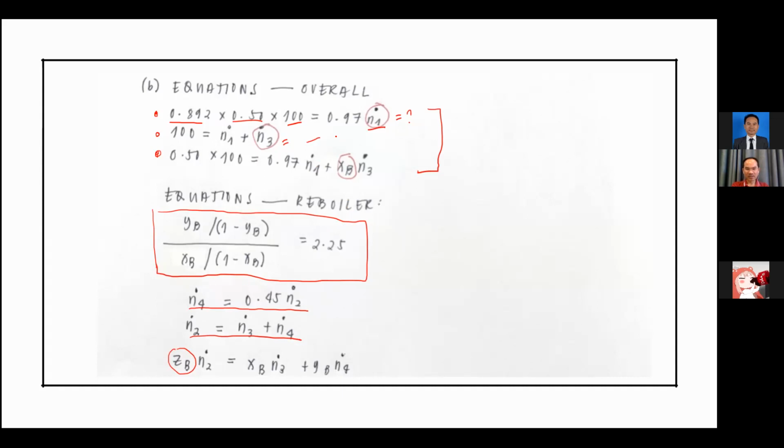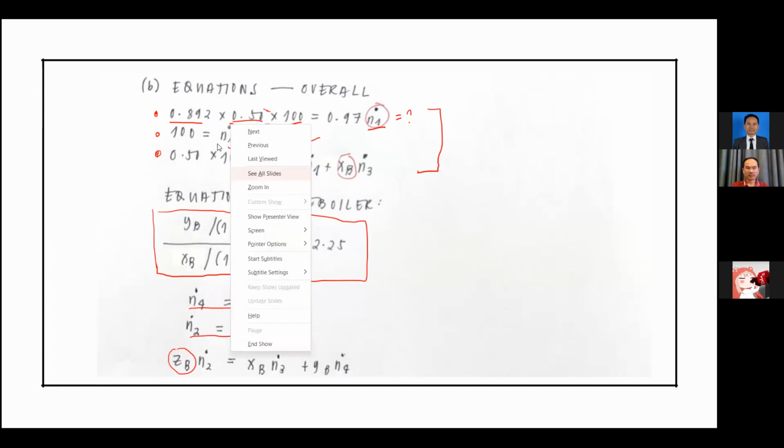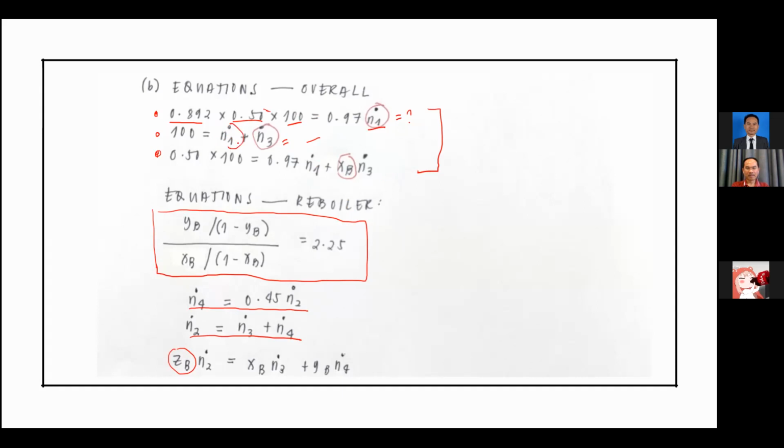That's like equation 1, equation 2, equation 3. This is also the overall mass balance. Okay. But is equation 2 a balance based on benzene, toluene, or total mass? This will be for the 89.2 recovery for benzene. 100 equal to N1 plus N3. Is this a benzene balance, toluene balance, or total mass balance?